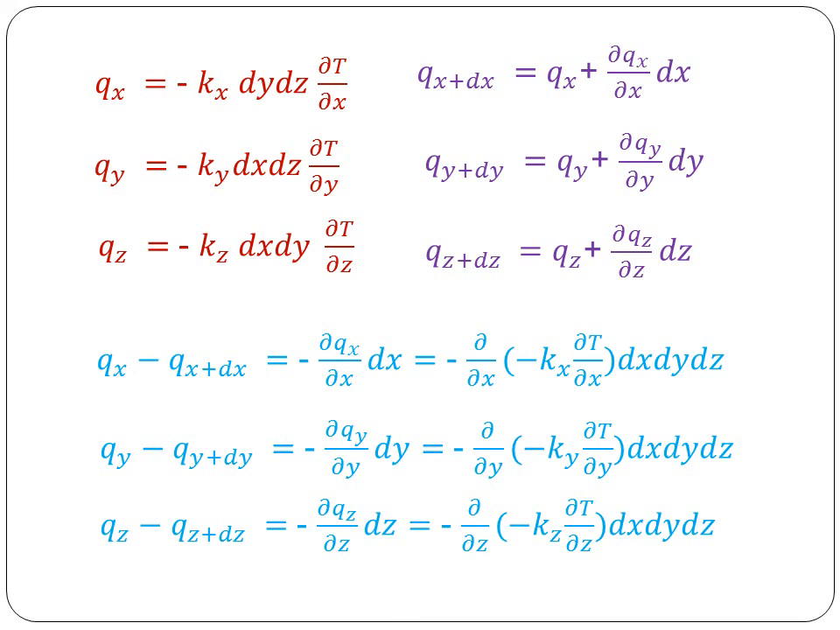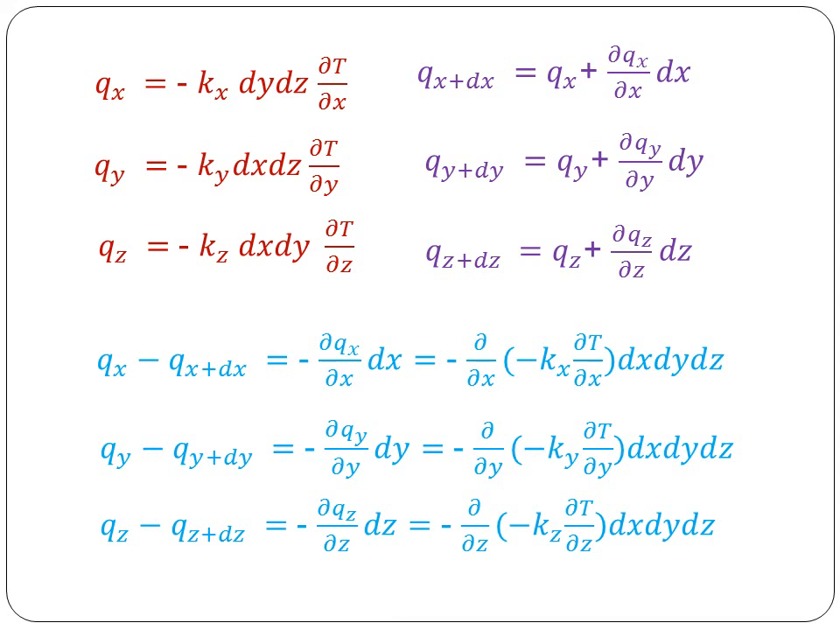And for z direction it is minus Kz, where you have Kz as the thermal conductivity in z direction, area is dx into dy and del T by del z is the temperature gradient in z direction. So, here I have considered Kx, Ky and Kz as the conductivity in x, y and z direction.